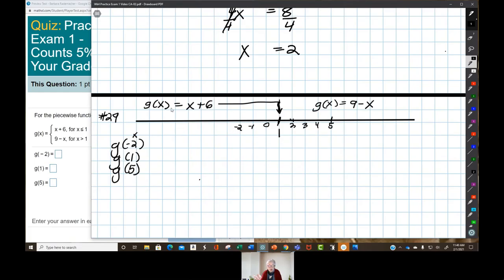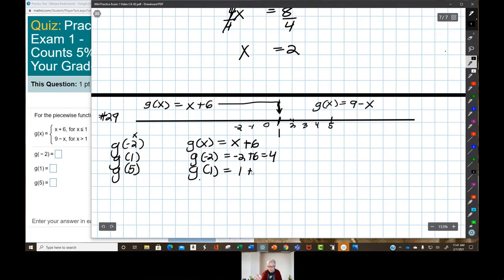So since negative 2 is over here in this area on the left of 1, you're going to use g of x equals x plus 6 to calculate the answer. So g of negative 2 is going to equal negative 2 plus 6, which is positive 4. And then 1 has to go over here as well. So g of 1 equals 1 plus 6, which is 7.